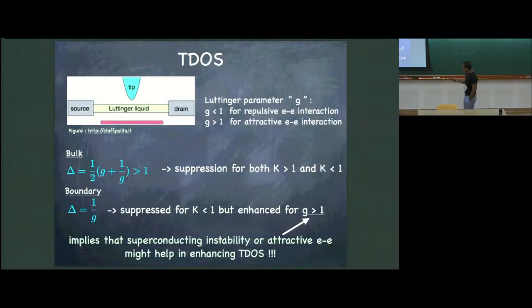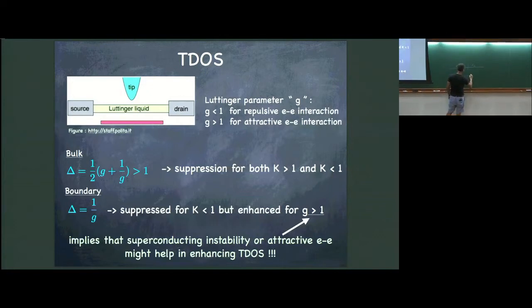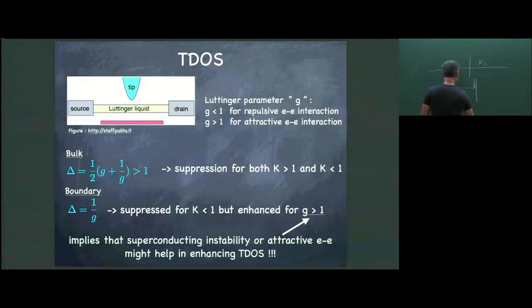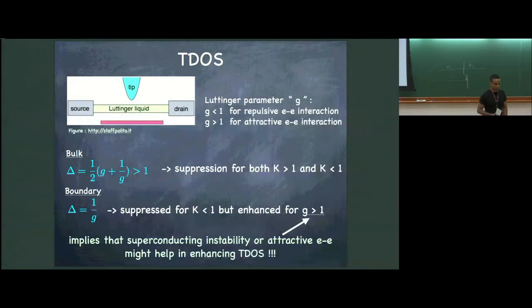Now, if you look at the boundary, which is a half-wire, think of a situation where you really have half a Luttinger liquid, and you're trying to tunnel in something here, then the physics is a little different. So the power law turns out to be 1 over G. So it is suppressed definitely for K less than 1, which is repulsive electrons, but it can be enhanced if you have attractive electrons, right?